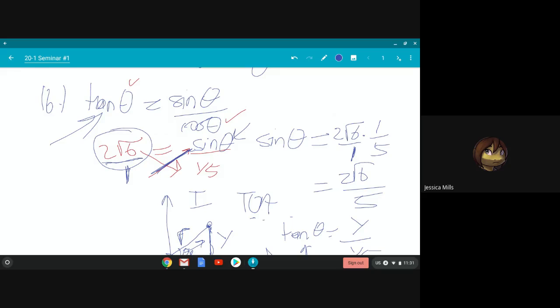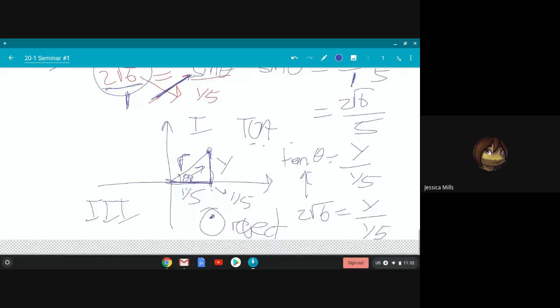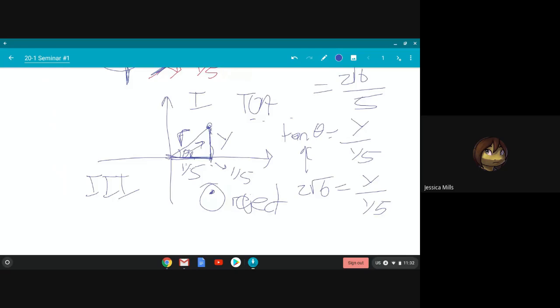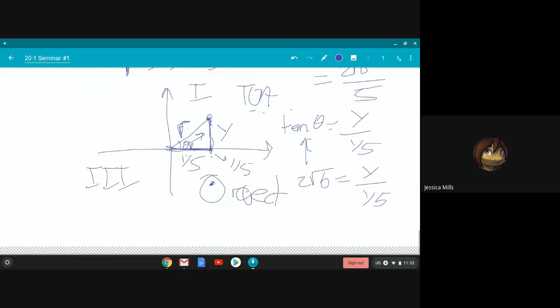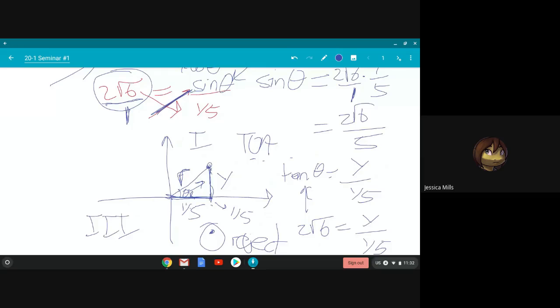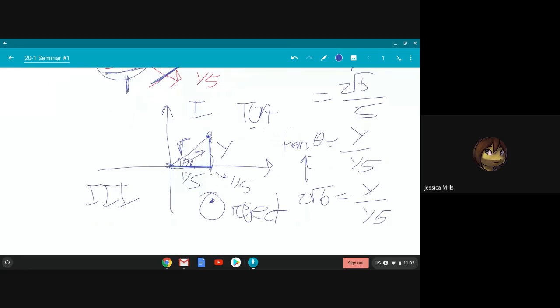I think what really got me is that I tried to use the diagram, but for some reason I had the impression that the hypotenuse would always be 1, and I don't know why. You could, if the hypotenuse is not given to you, make it equal to 1.